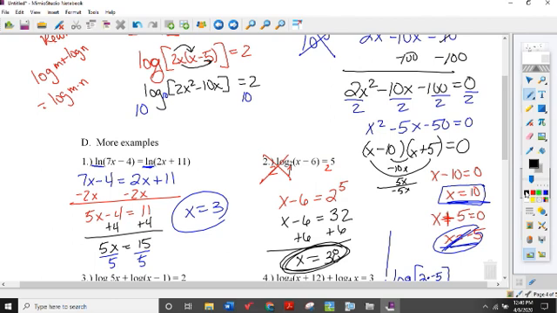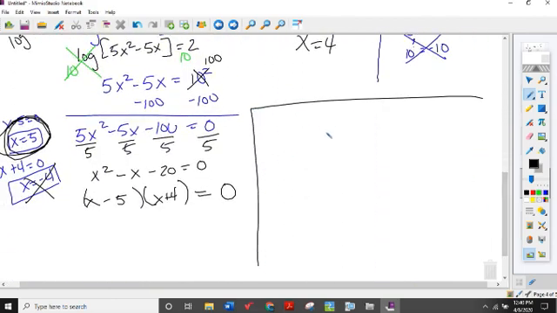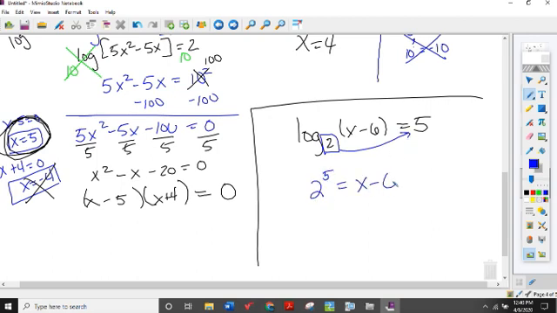Okay, now at the bottom, I'm going to show you an alternative version using my inverse definition. This is the one I usually use just because it's easier for me to remember. This is my base, so I'm going to rewrite this as 2 to the 5th equals x minus 6. So there in one step, just rewriting it using the property that log base b of y equals x if and only if b to the x equals y. So there I have it, right in that one step, and then I go through and solve it.